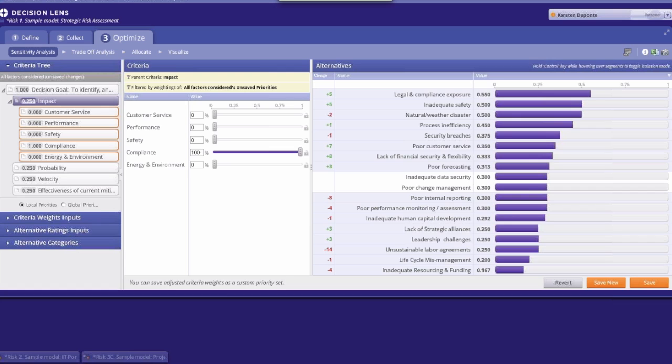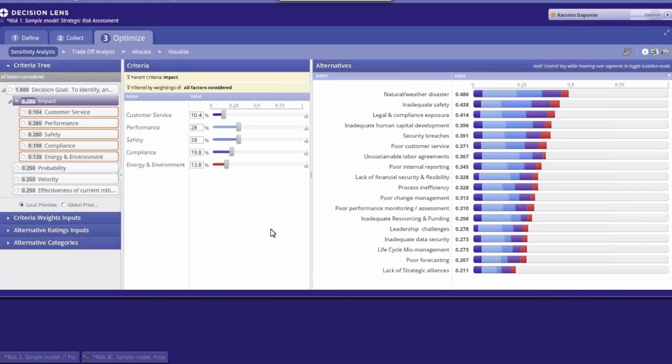If I drag out compliance to maximize that criteria weight, see how the list of risks has changed. You can see that it really matters that you've broken out the impact. Your risk priorities can change depending on the type of impact that you're considering. So we've just gone through a number of screen views to illustrate one way to apply risk to Decision Lens at the strategic level and glean a number of insights in the process.